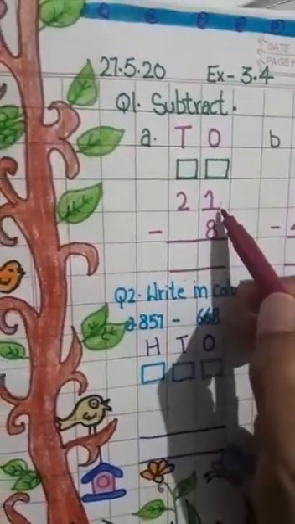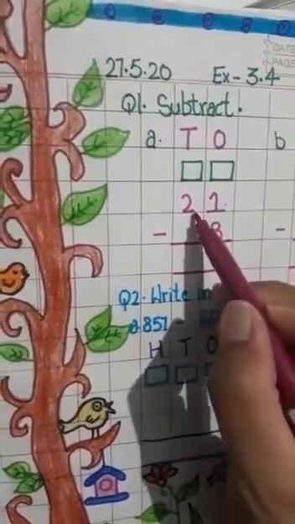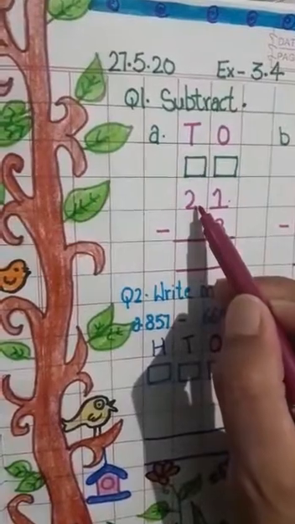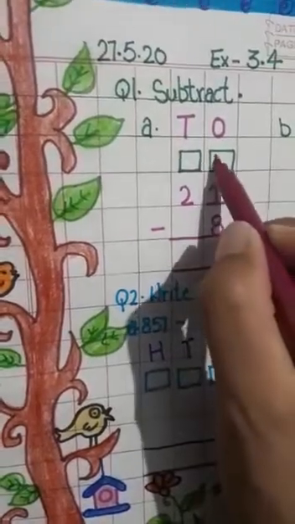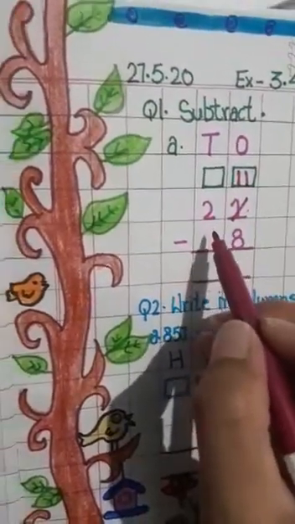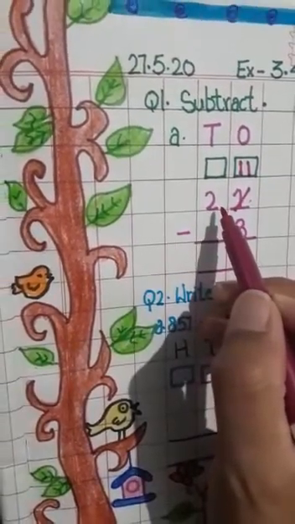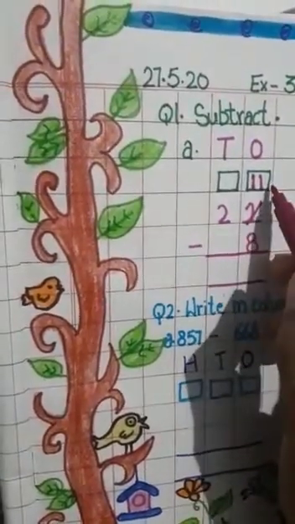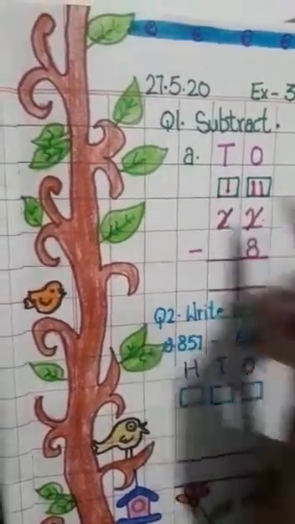It means if you have only one, how can you give me 8? So what will we do? We will take one borrow from 2 tens. It means from here we will take 1 ten. If we take 1 ten here, it will become 11. And dear students, don't forget to decrease this number. Why will we decrease this number? Because from 2 we have taken 1 ten and we have added that to 1. So now here is only 1 ten.